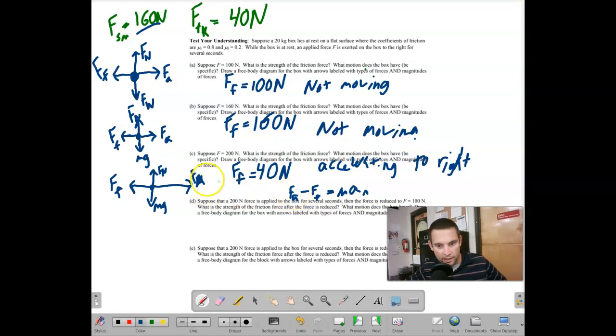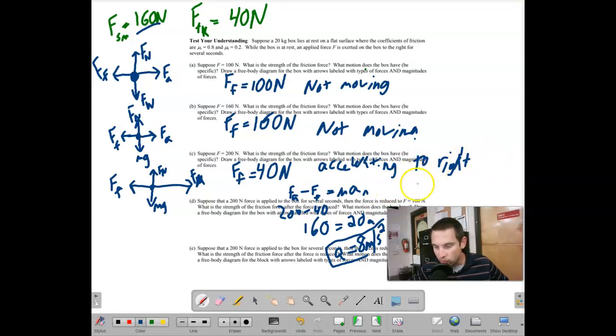So the applied force is 200 newtons. Frictional force is 40 newtons. That equals 160. Equals mass, which is 20, times A. And we see that A is 8 meters per second squared. So it accelerates to the right at 8 meters per second squared. And now I'm going to clean all this stuff up again.